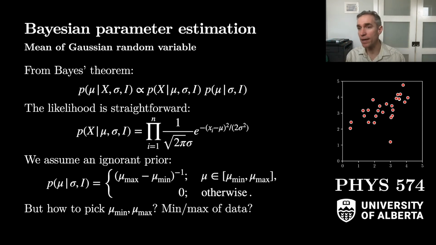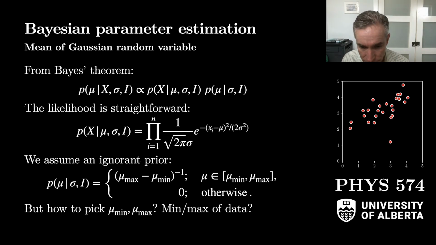And how do we pick our minimum and maximum mean? Well, the easiest thing to do would just be to take the minimum and maximum of the data, and that just adds a constant onto all of our probabilities. And the mean is unlikely to be outside of the range of the observed data set. You can make it even bigger if you want. For our purposes, it doesn't matter. But if we're approaching this from a Bayesian perspective, we do need to lay down a prior.